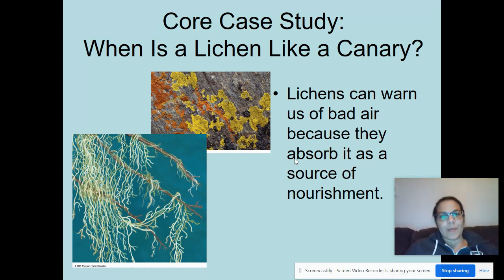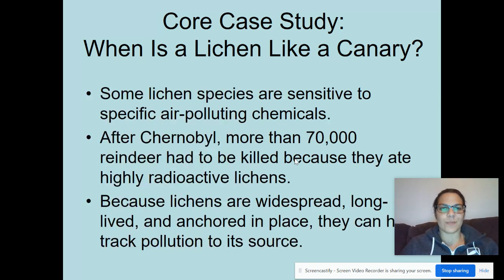So lichens, remember those amazing things, a symbiotic relationship between a green algae and a fungus? They can actually warn of bad air. They absorb it as a source of nourishment, so we can track air pollution and historic air pollution through lichens. Kind of cool. Some of them are sensitive to specific air polluting chemicals, like your bottom dwellers lab that you did. After Chernobyl, more than 70,000 reindeer had to be killed because they ate highly radioactive lichens. There are fires going on right now in the area around Chernobyl, and they're saying that it's mobilizing some of the radiation back into the air from the trees that had absorbed it.